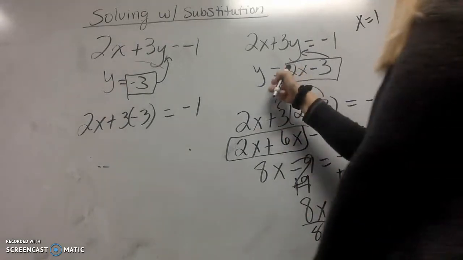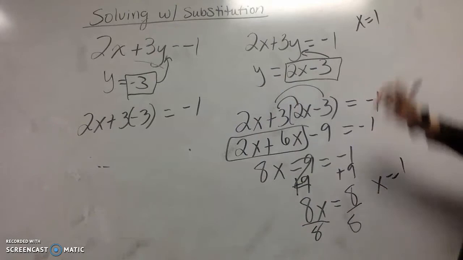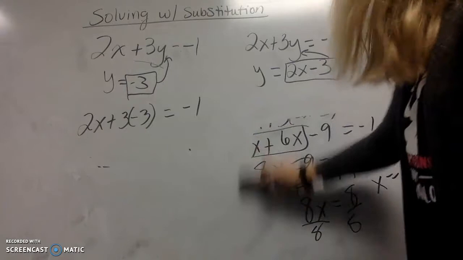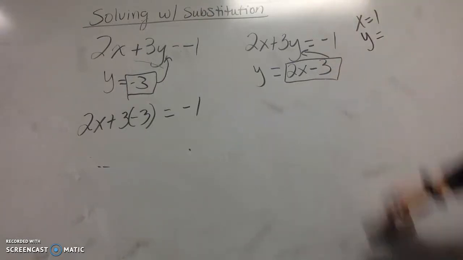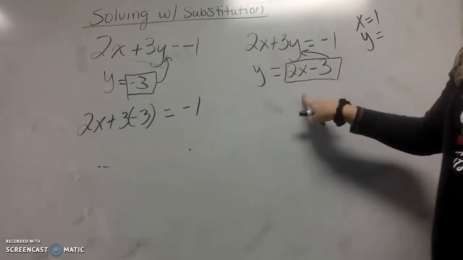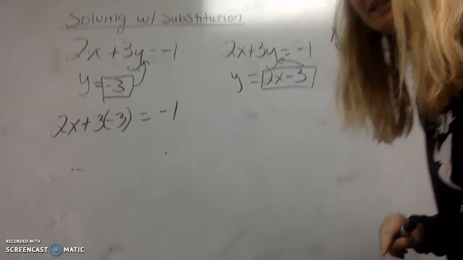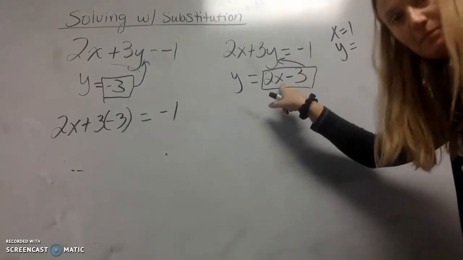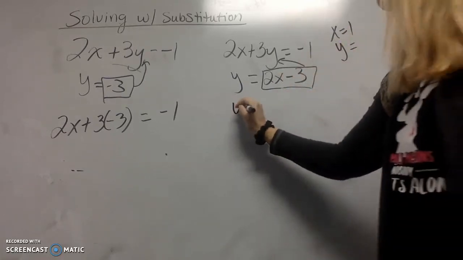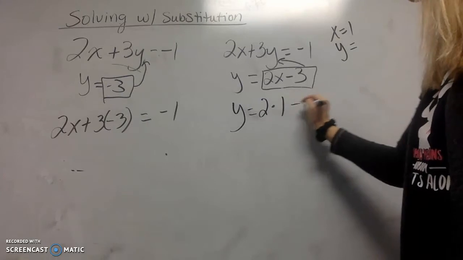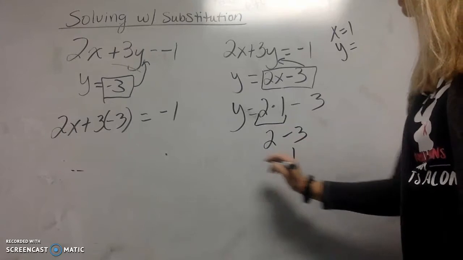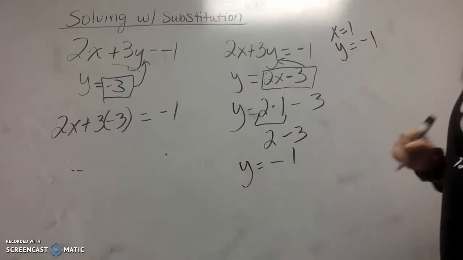But again, I still have to find y. I don't know what y is, and I need both points. So, just like before, now that I know what x equals, I am going to take x and substitute it back in for x here or here. I can use either equation, it doesn't matter. I don't know about you, but I think it looks a lot simpler to plug x into this equation. So I'm going to plug 1 in for x. So I have y equals 2 times 1 minus 3. 2 times 1 is 2, minus 3 is negative 1. So y equals negative 1.